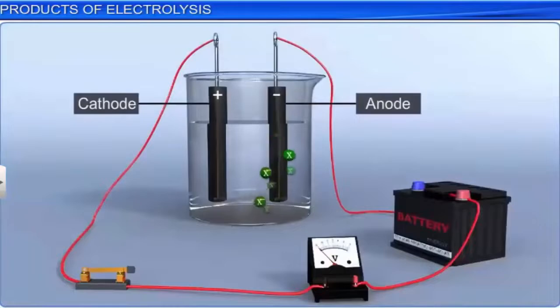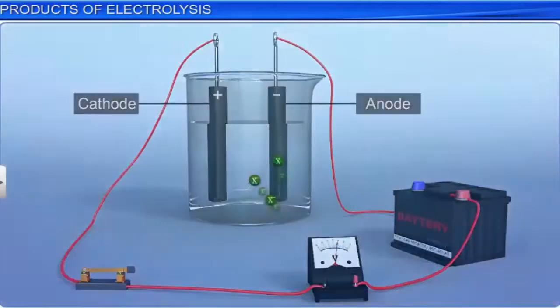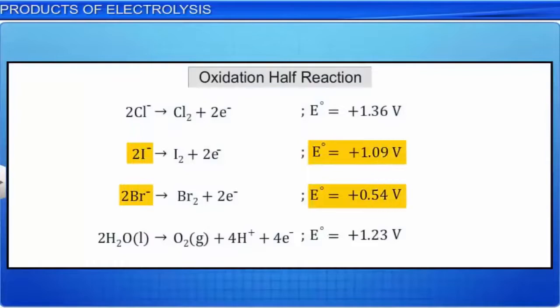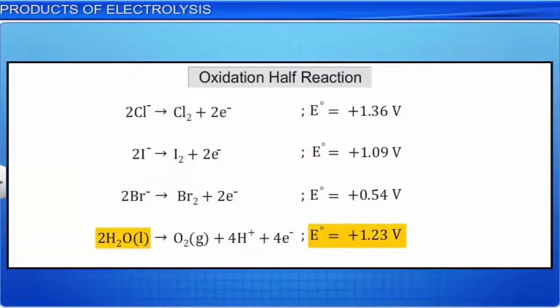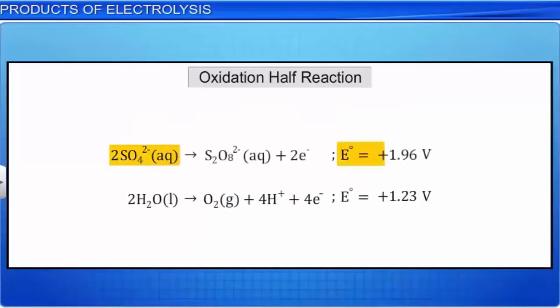Predicting the oxidation half reactions is more complicated. It depends on the relative ease with which the different species present in the solution are oxidized. Halide ions will undergo oxidation to form the diatomic elements in preference to water. However, chloride ions undergo oxidation in preference to water due to overvoltage of oxygen. On the other hand, oxoanions are too difficult to oxidize. So, water is oxidized to form oxygen gas.